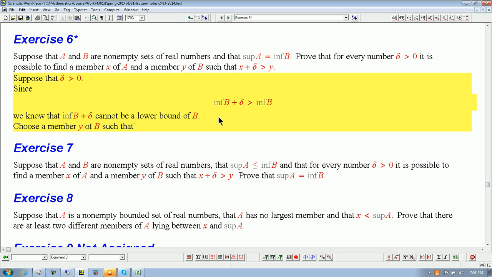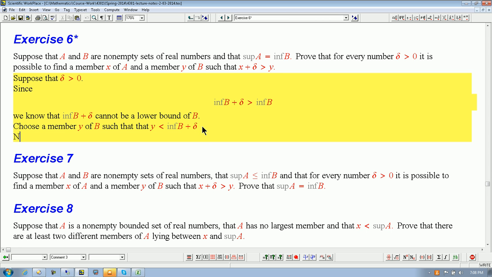So, okay. I'm saying choose a member y of B such that y is less than this number, inf B plus delta. The number inf B plus delta is known not to be a lower bound of B. What does that mean? There exists a member of B that is less. When something exists, say choose. Okay? Now observe.